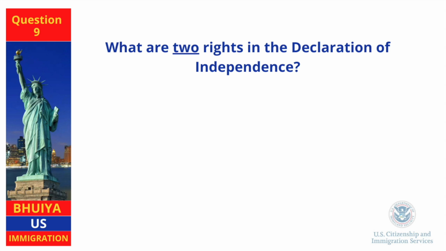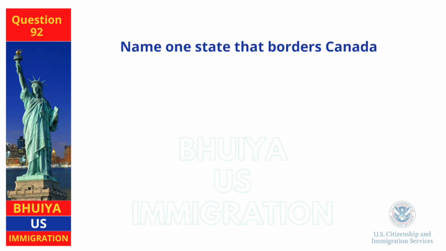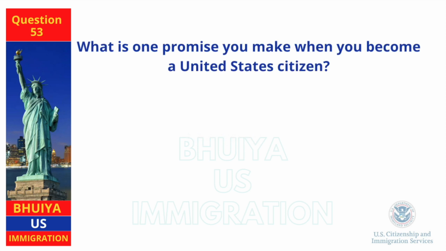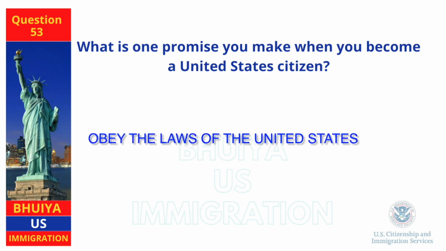What are two rights in the Declaration of Independence? Life, liberty. Name one state that borders Canada. New York. What is one promise you make when you become a United States citizen? Obey the laws of the United States.